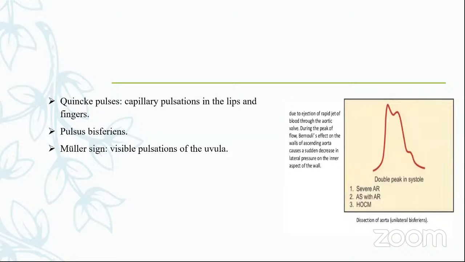There is what is called pulsus bisferiens, which, as we see in this picture, is a single pulse with two peaks in systole. It usually results from a rapid ejection of blood during systole, and is thought to draw the walls of the aorta together due to the Venturi effect, temporarily decreasing the blood flow in the aorta in mid-systole. There is also what is called Müller's sign, which is a visible pulsation of the uvula. All these result from the wide pulse pressure seen in chronic AR.